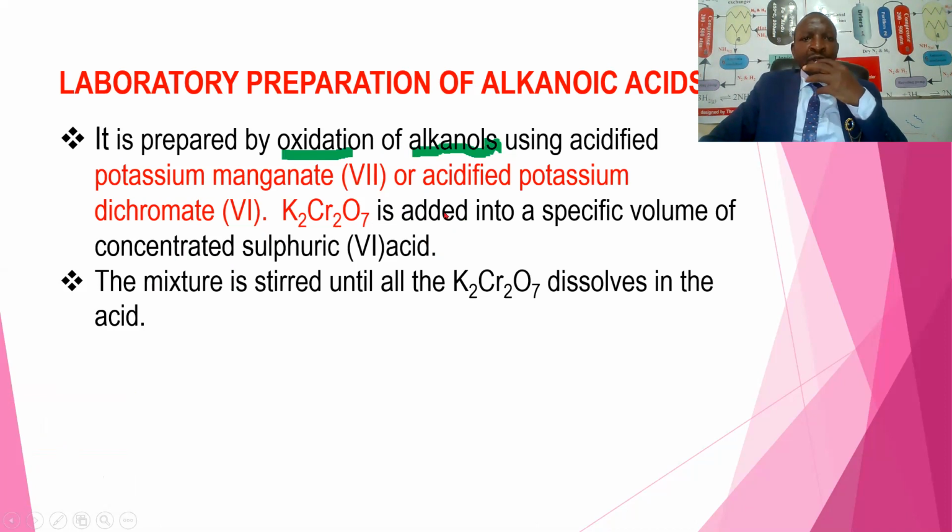Potassium dichromate 6 is added to a specific volume of concentrated sulfuric acid. The role of the sulfuric acid here is to acidify the oxidizing agent. The mixture is stirred. Normally, you get potassium dichromate 6, add sulfuric acid, then stir until the solid potassium dichromate 6 dissolves in the acid. The resulting solution is acidified potassium dichromate 6.